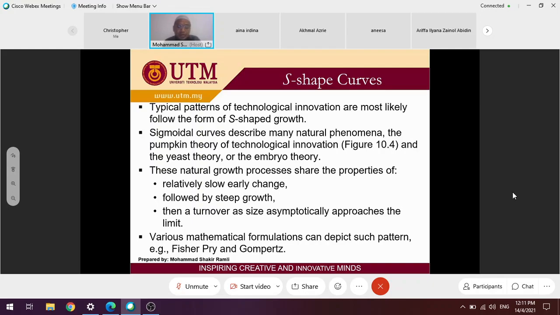As I told you in Monday's lecture, this can be represented by a structural equation, and this structural equation gets more and more complex. Normally we use a statistical application like SPSS or Excel to compute or calculate this mathematical formulation of equation. Examples of mathematical formulations or equations representing the S curve are Fisher-Fry and Gompertz.